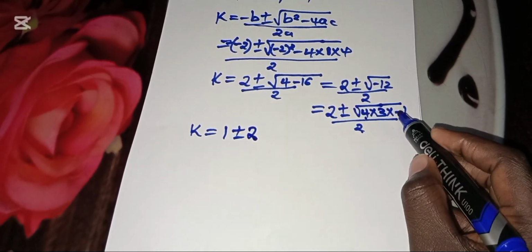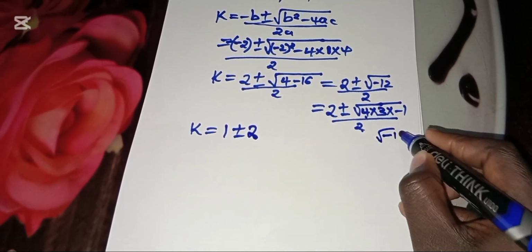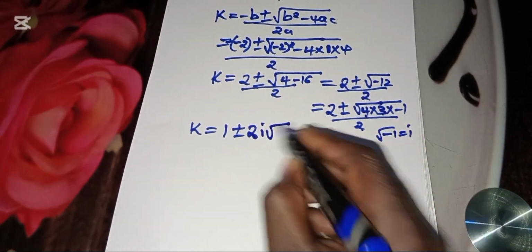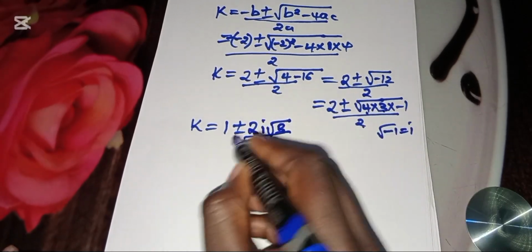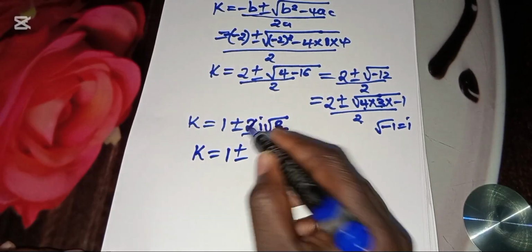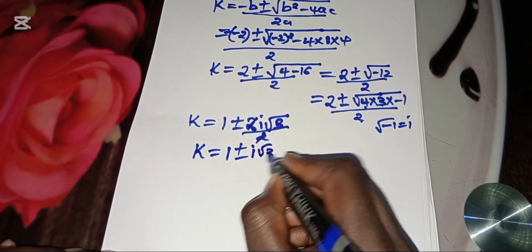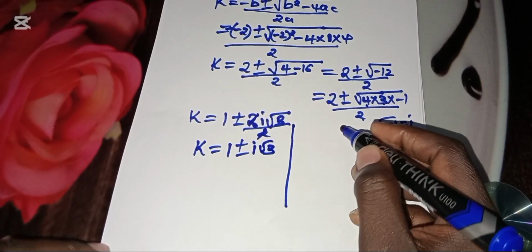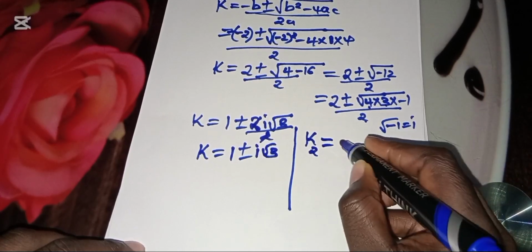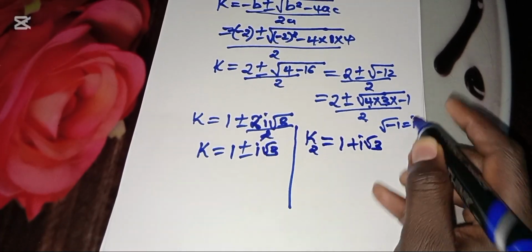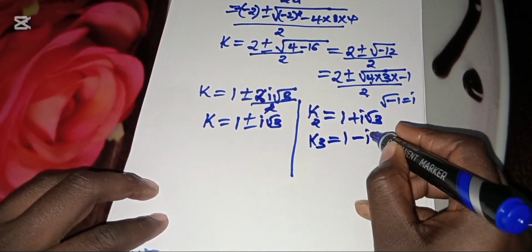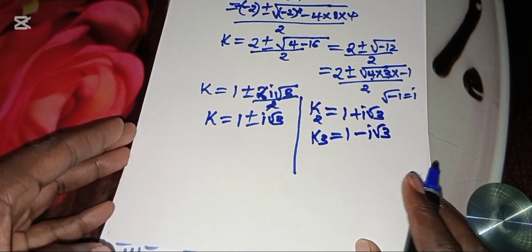Okay, then we have the square root of -1, which is equal to i. So this is 2i square root of 3 divided by 2. Now k is equal to 1 plus or minus 2, and 2 simplifies, so we'll have i square root of 3. Remember we got k1, so I can comfortably call this one k2, which is equal to 1 plus i square root of 3, and k3 is expressed as 1 minus i square root of 3. Now that was for case 1.